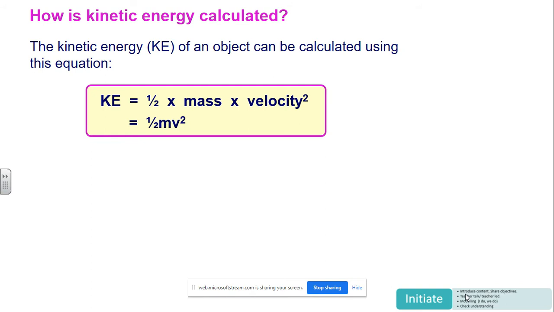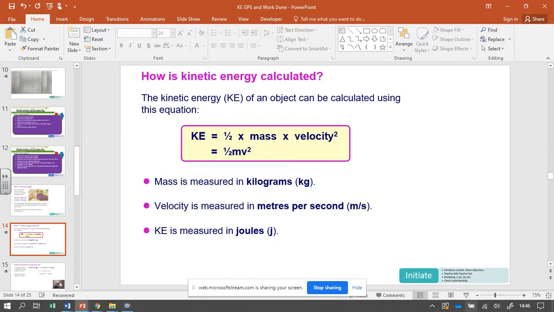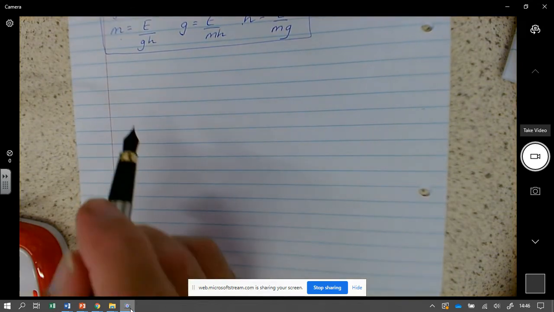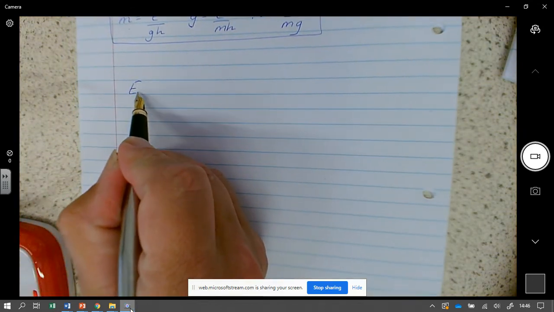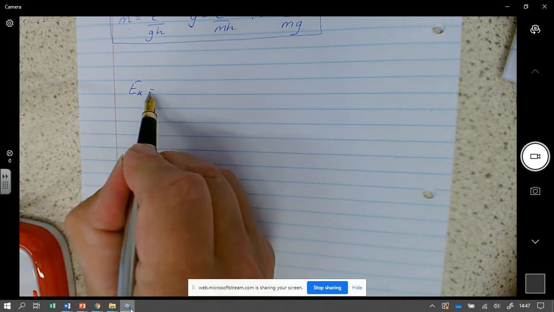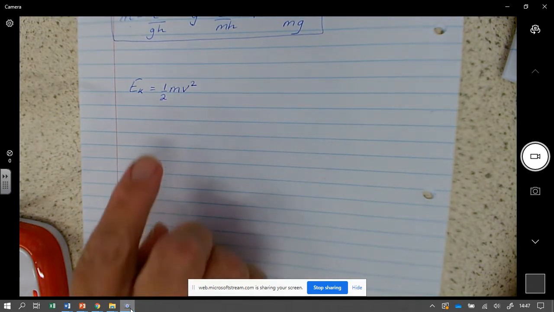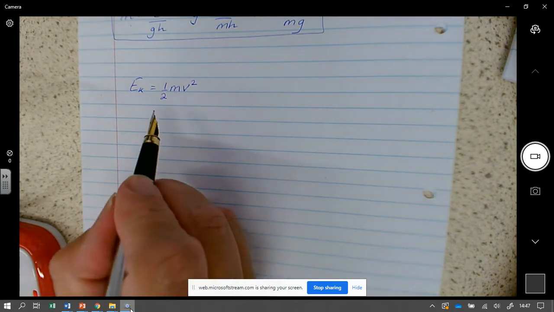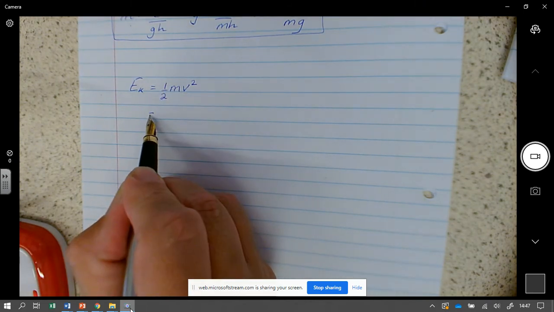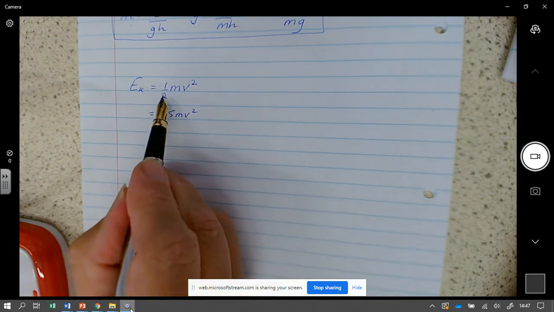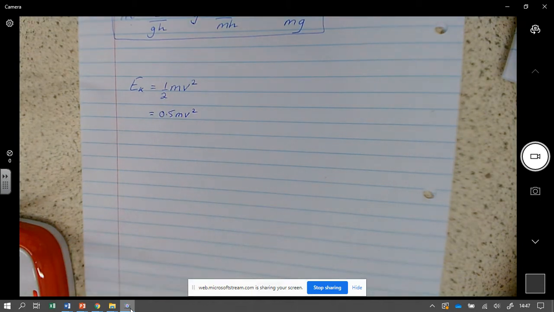Now, I'm just going to snip to the camera because sometimes we don't like writing out the word KE. A better way of writing KE in symbol form is we would write something like this. We would write kinetic energy, EK, E for kinetic, is equal to a half mv squared. We don't need to put the multipliers in there. We could write it as 0.5 times m times v squared, but half, we just write it as a half. It looks pretty. So that's the formula written out properly.